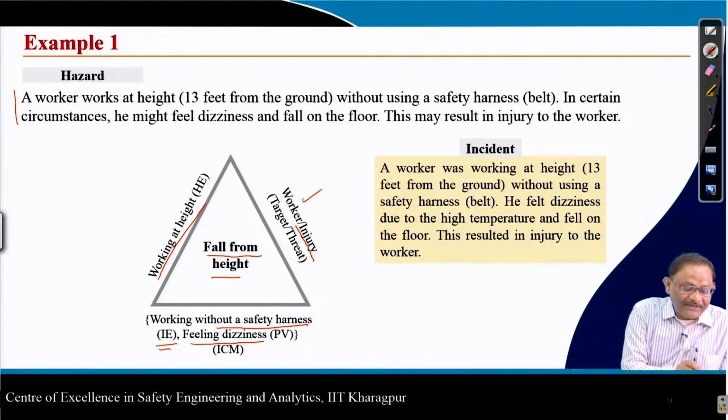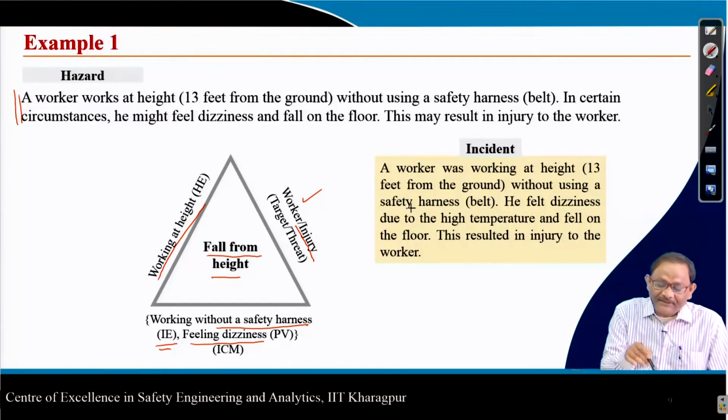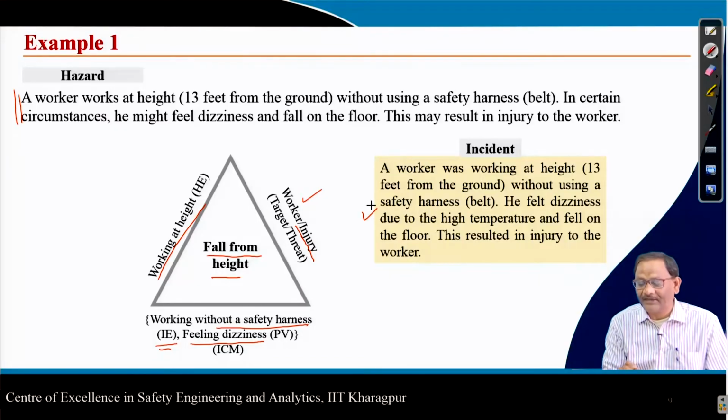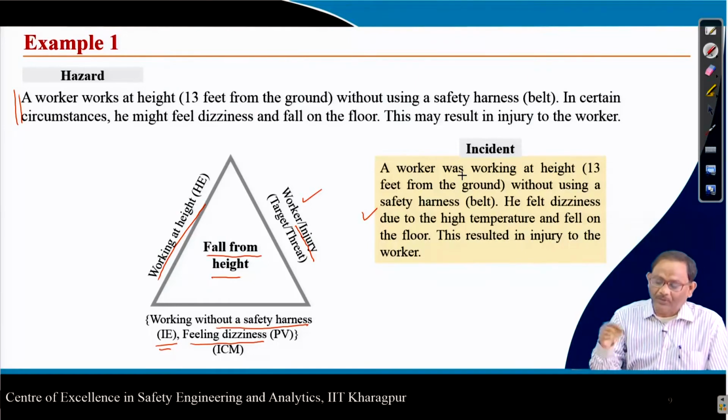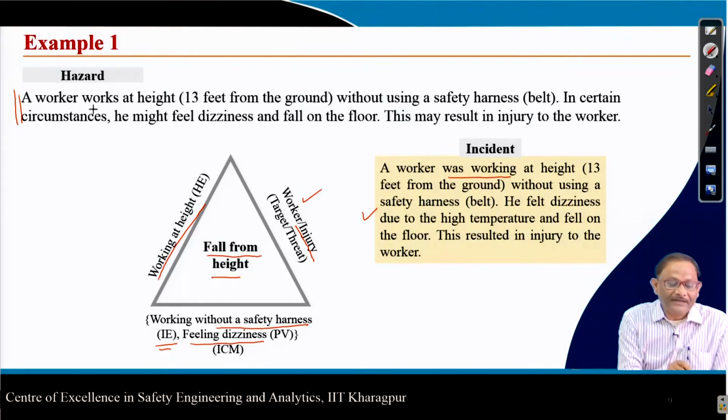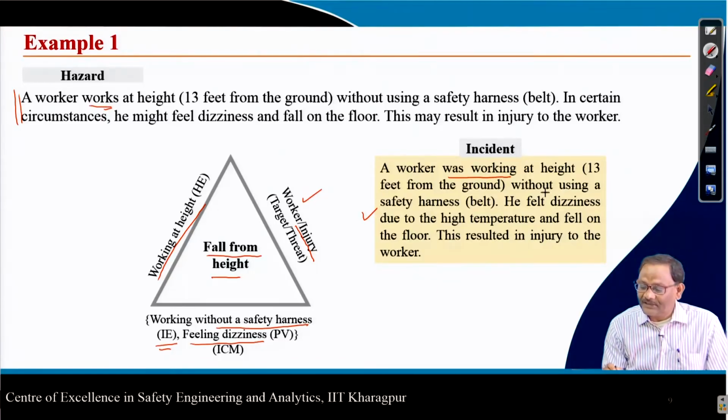Now see, the way we have written the hazard here, if a similar situation and fall from height occurs, you will write an incident in exactly the same manner. The only thing is that you say it has occurred. So here a worker works, and we are saying without using a safety harness, same. He felt dizziness; we say he might feel dizziness. And then fell on the floor; we here say fall on the floor. So fall becomes fell, might fail becomes failed, and may result becomes resulted in injury.